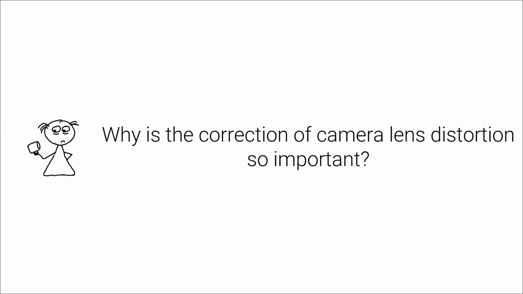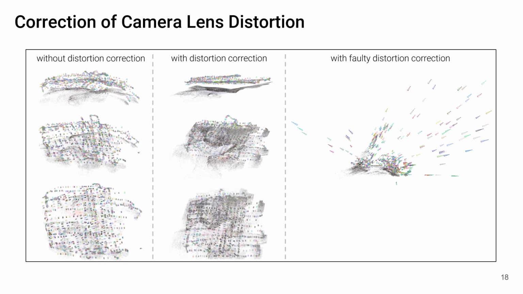Let's move on to another important question in this context. Why is the correction of camera lens distortion so important? Generally, the camera lens leads to an optical distortion of the image. In the case of find or terrain photography, it often does not play a major role and is usually neglected.